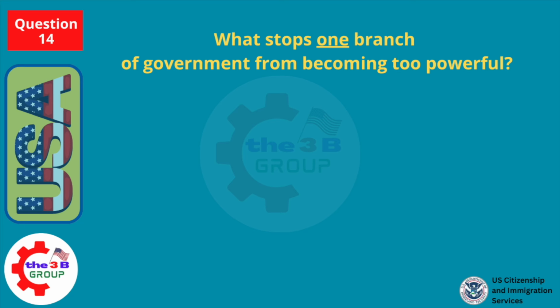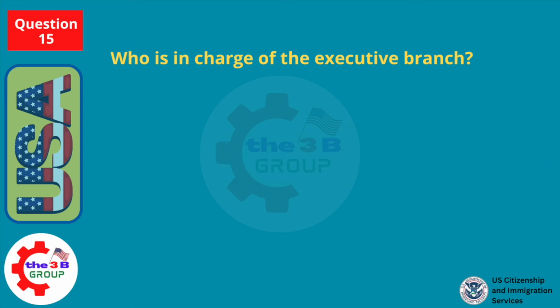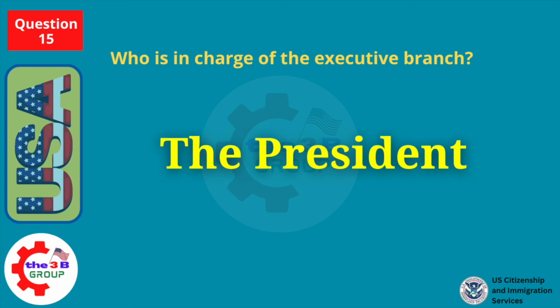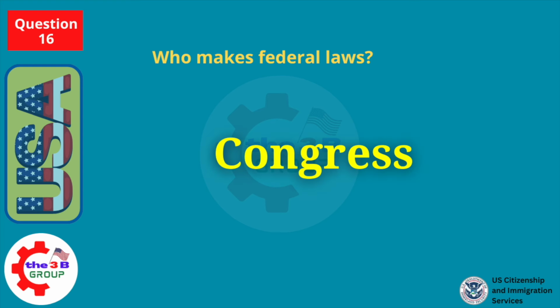What stops one branch of government from becoming too powerful? Checks and balances. Who is in charge of the executive branch? The president. Who makes federal laws? Congress.